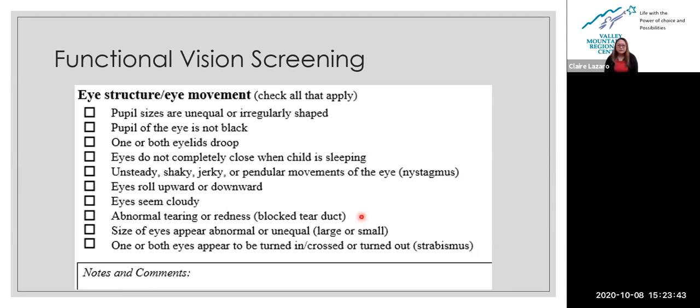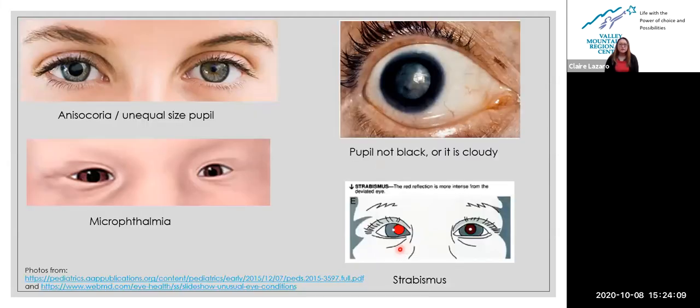That's why it's tearing and red. Does the size of the eyes appear abnormal? Are they equal, or is one big and one small? And then we talked about strabismus, wherein one of the eyes appears turned in, crossed, or looking outward. Next, I'm going to show you some examples of pictures of what some of these may look like. Here is anisocoria, or unequal size pupils. You can see the black pupil here, it's big.